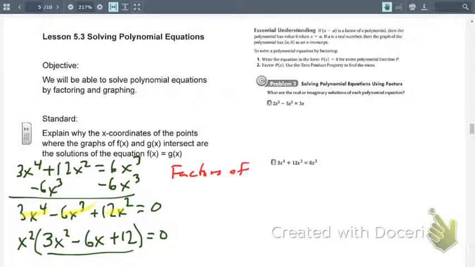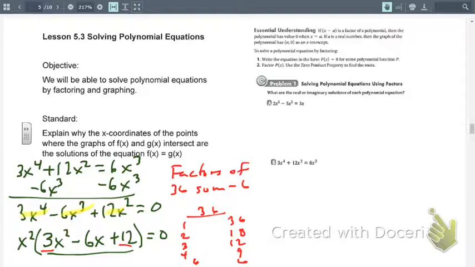Factors of a times c, so 3 times 12. So factors of 36 that sum to negative 6. So the factors of 36: 1 and 36, 2 and 18, 3 and 12, 4 and 9, 6 and 6.